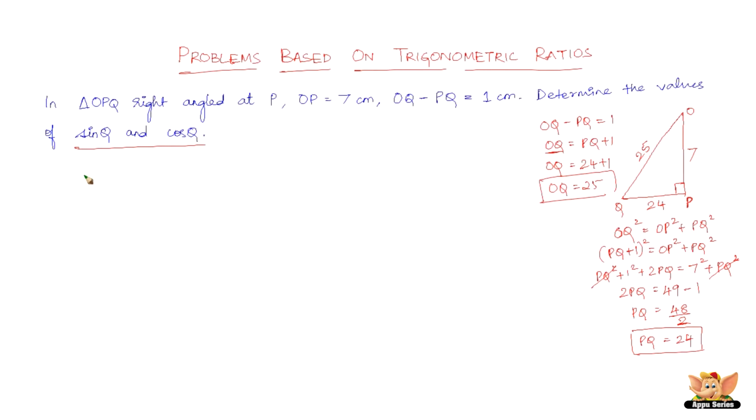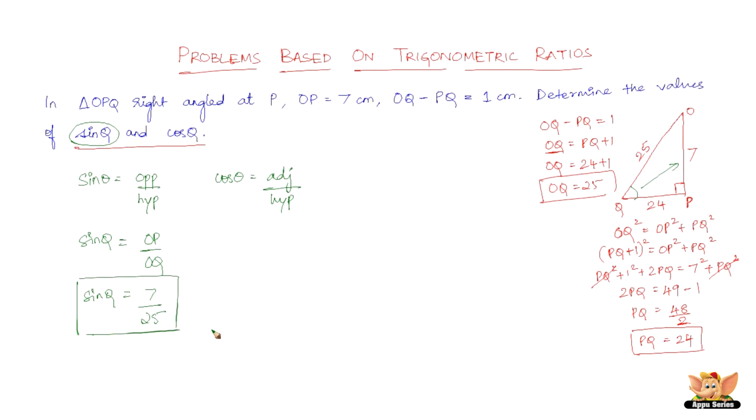So we've got the function sin theta, which is equal to opposite by hypotenuse. And then we've got the function cos theta, which is adjacent by hypotenuse. Now the question asked here is sin Q. So sin theta is opposite by hypotenuse. For sin Q, the opposite of Q is OP, which is 7. So OP divided by the hypotenuse, which is OQ. So sin Q equals OP is 7 and OQ is 25. So the value of sin Q is 7 by 25, right?